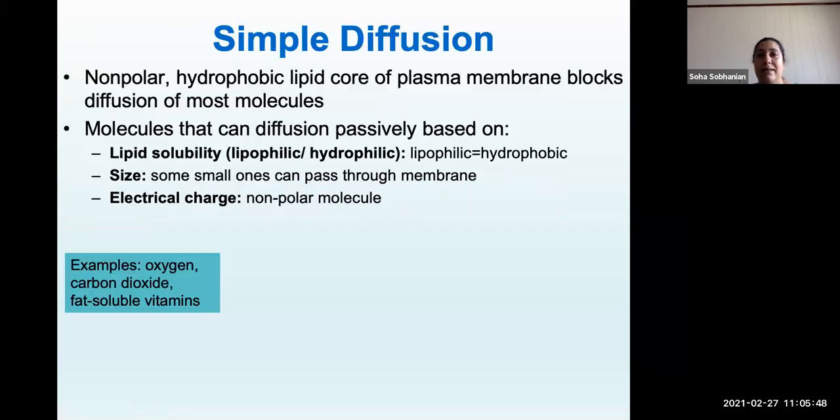Okay, so in the response, what are the components? I just need you guys to focus on the examples here. What are the examples of molecules that move through simple diffusion? These are oxygen, carbon dioxide, and fat-soluble vitamins. The characteristic you need to remember is they are fat-soluble and they are small in size. So remember the examples, guys. Examples are super important.